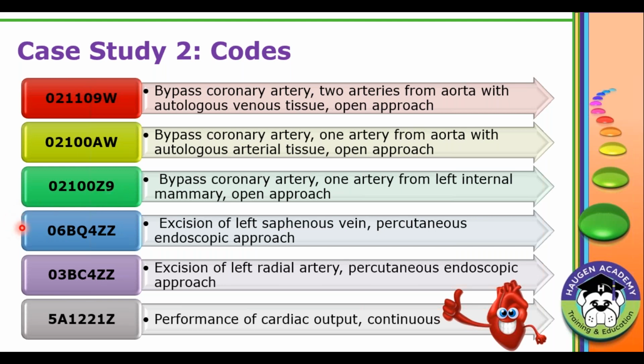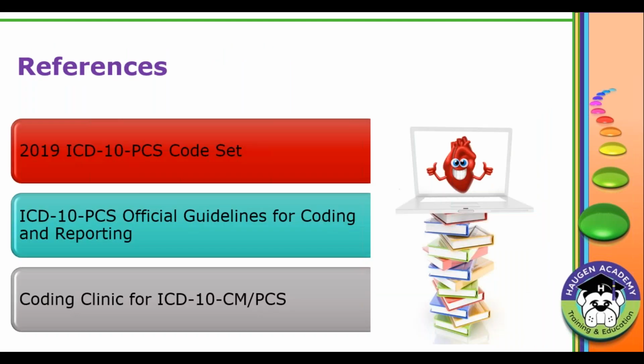Couple of extra harvesting codes. We harvested both the left saphenous vein and the left radial artery, both using endoscopic approach, and we did our cardiopulmonary bypass. And that brings me right to time.